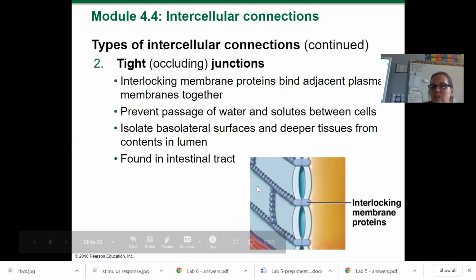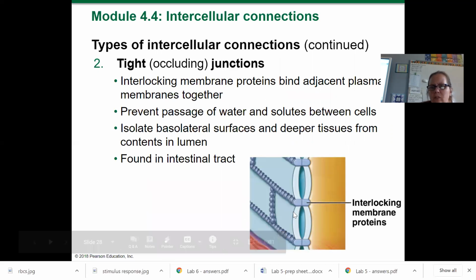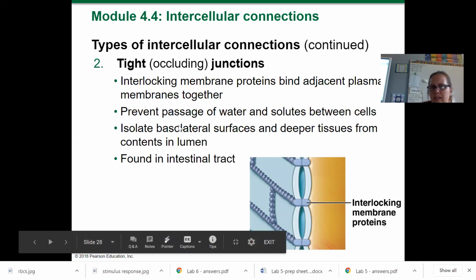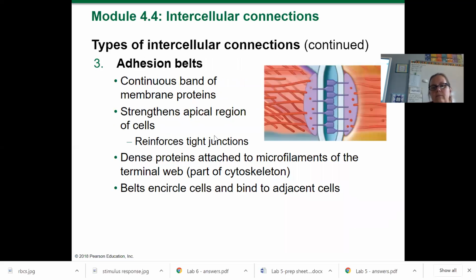We also have tight junctions, which you could have talked about in your cell lecture in biology. But these are basically just what they sound like. They're tight, they're locking together, so that water and solutes cannot pass between cells. So they're very interlocking. Adhesion belts strengthen that top apical region, and could reinforce some tight junctions if you wanted that really airtight, watertight seal.